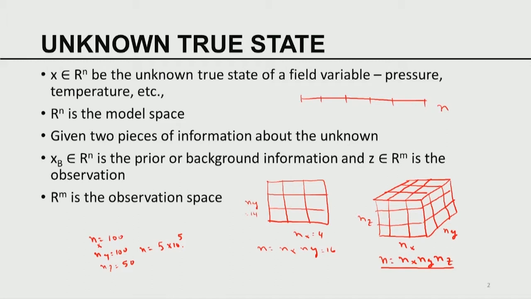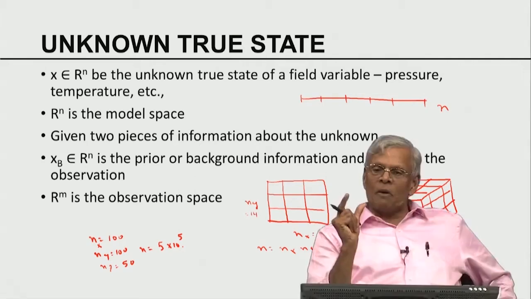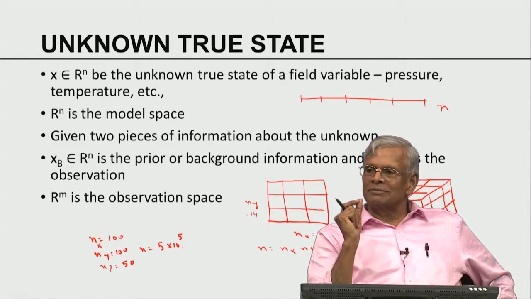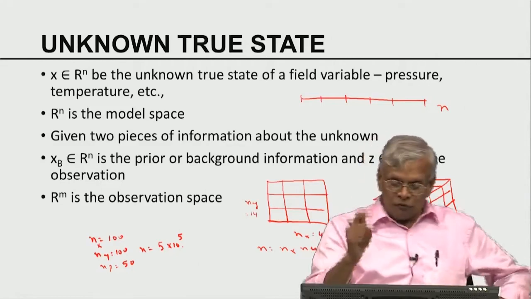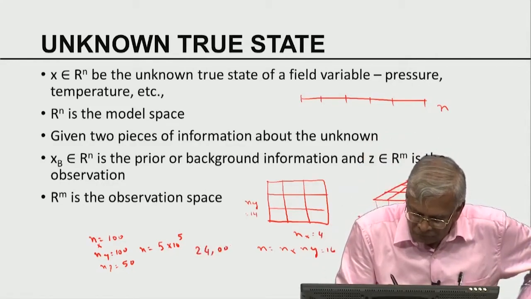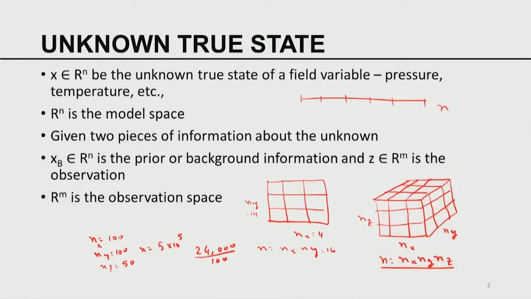So let us now consider a spherical coordinate system. I would like to embed a spherical coordinate system built on the earth. The earth diameter is roughly 8000 miles. So the circumference of the earth at the equator is roughly 24,000 miles. If you consider a grid of 100 points covering 24,000 miles, the distance between two grid points is 24,000 divided by 100. That's a large distance. 24,000 miles divided by 100, that is 240 miles. So the distance between two grid points is 240 miles.